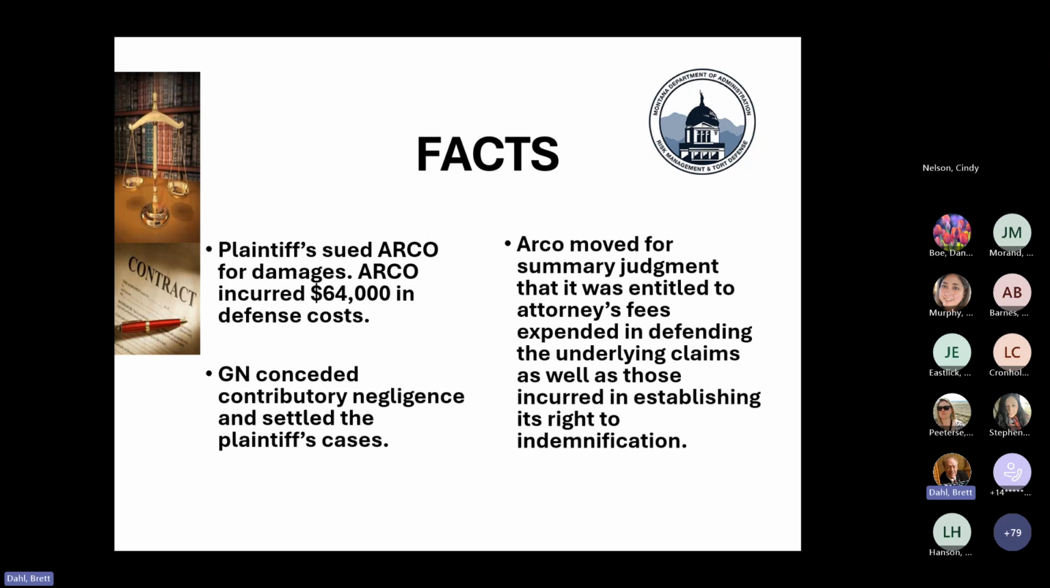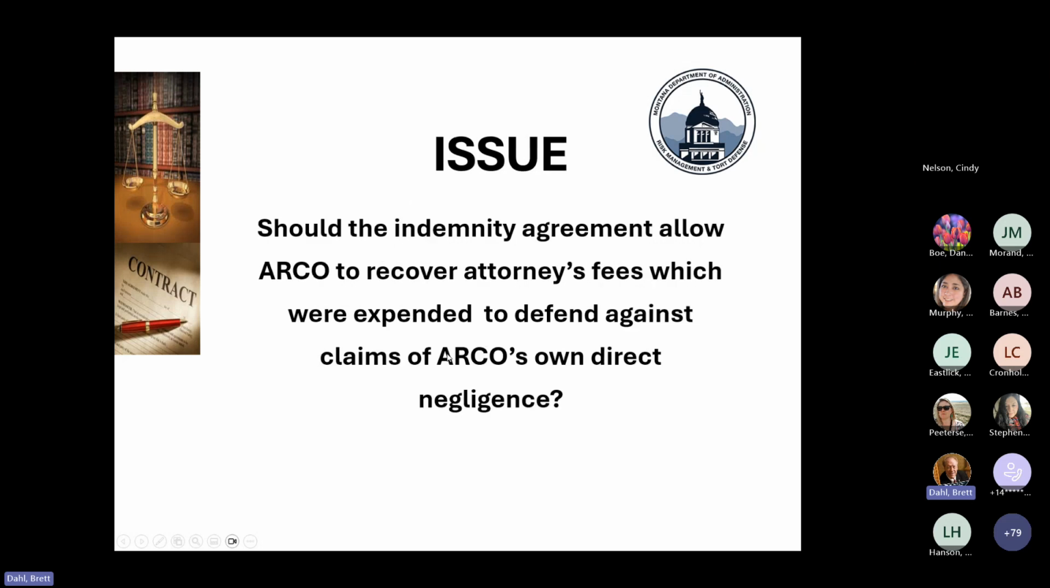So ARCO basically said, we want not only our attorney's fees for being involved in defending our clients, but we want the attorney's fees associated with us establishing our right to being defended because the hold harmless and indemnity clause wasn't clear. So the issue is, should the indemnity agreement allow ARCO to recover attorney's fees, which were expended to defend against claims of ARCO's own direct negligence?